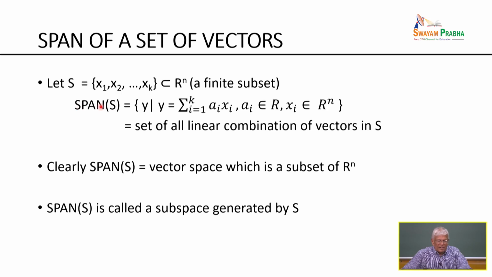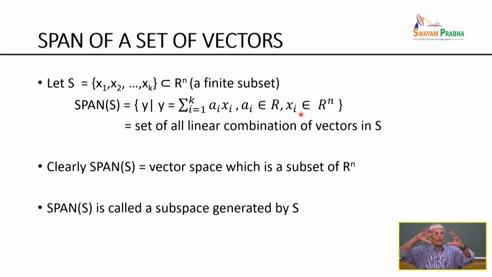The span of vectors is simply the set of all linear combinations. The span consists of the vectors y, where y is expressible as the sum from i equal to 1 to k of a_i x_i, where the a_i's are real and the x_i's are in R^n. So x1, x2, ..., xk is given to you. You have the choice for a1, a2, ..., ak. Each a_i is a real number. There are infinitely many choices for a1, infinitely many choices for a2, and so on up to ak.